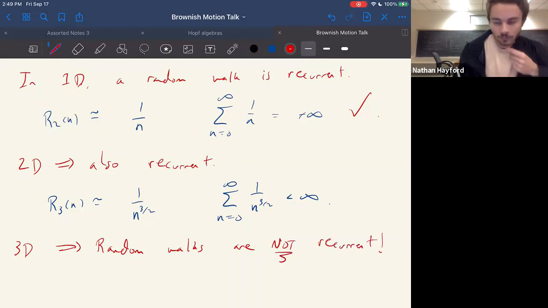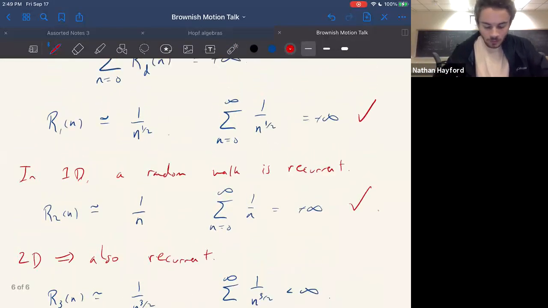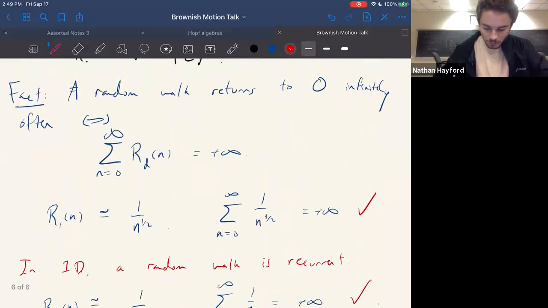So in higher dimensions, random walks aren't recurrent, and a return to the origin happens only finitely many times before you leave forever and never come back, at least with non-zero probability. So I think that covers the question of recurrence.